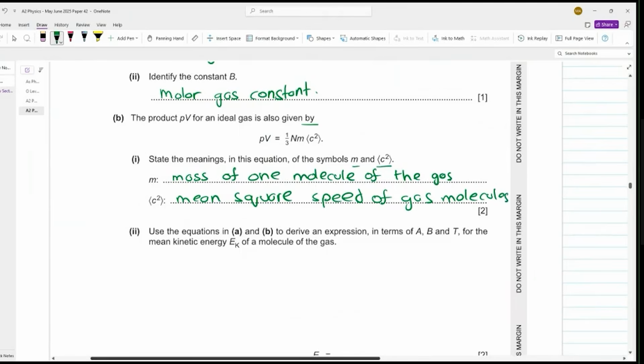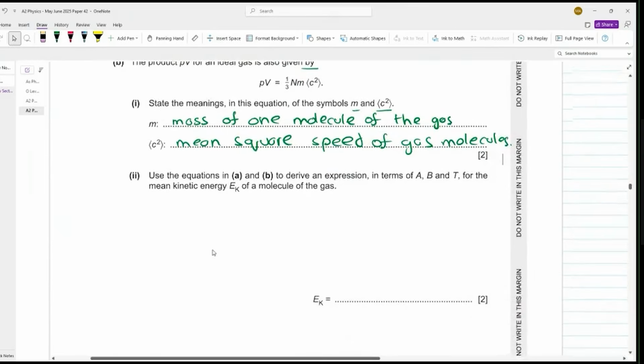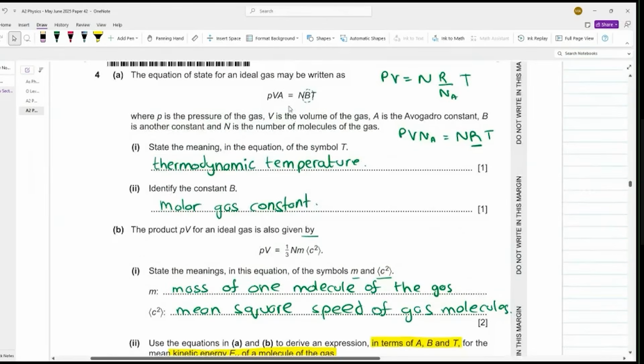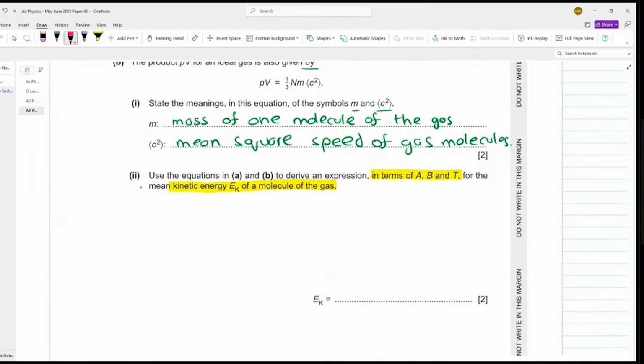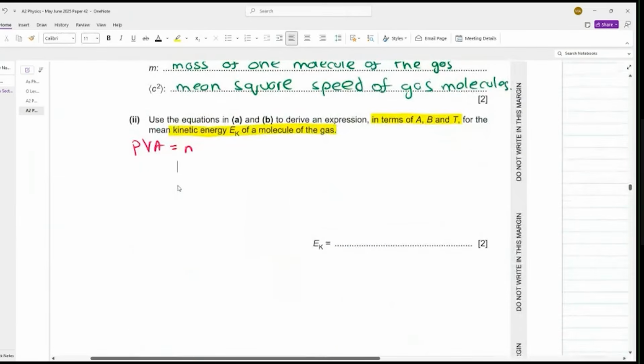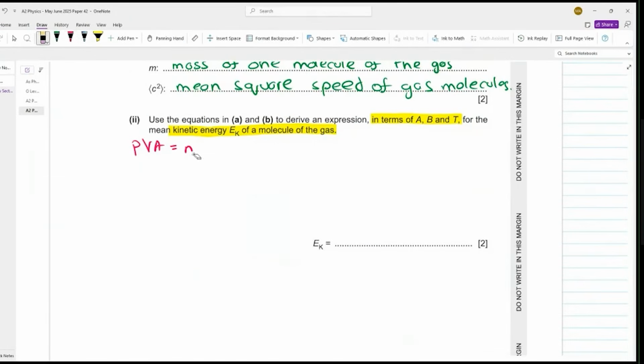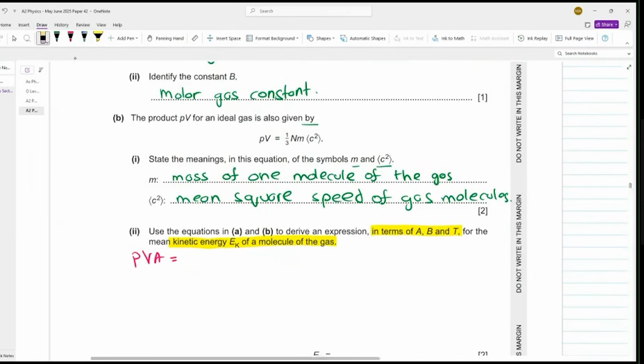Simple. Now, use the equation in part A and the equation in part B to derive an expression in terms of A, B, and T for the mean kinetic energy of a gas molecule. Okay. So, first of all, equation 1 को नीचे कॉपी कर लेते हैं. PV A is equals to N. Oh, sorry, it is capital NBT.